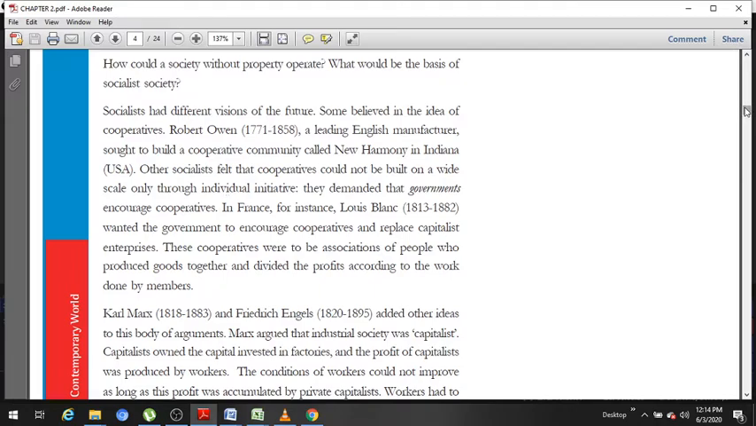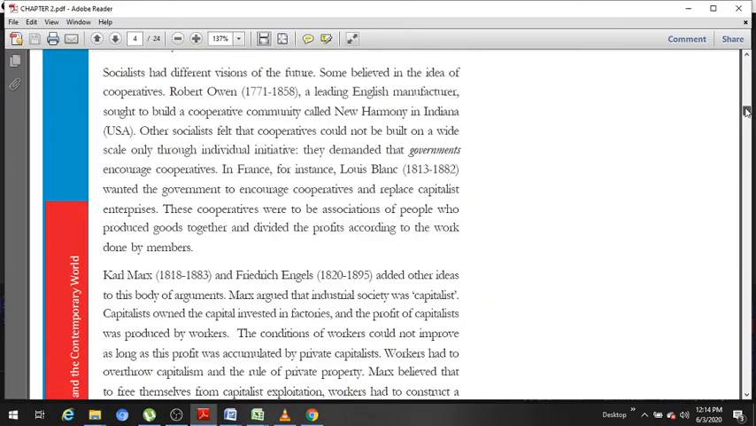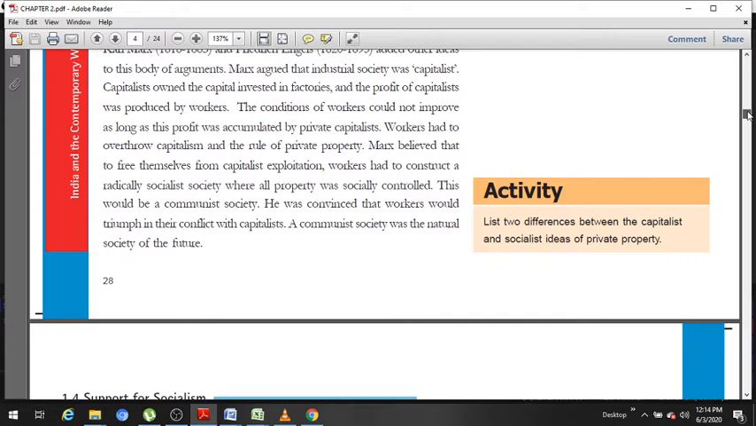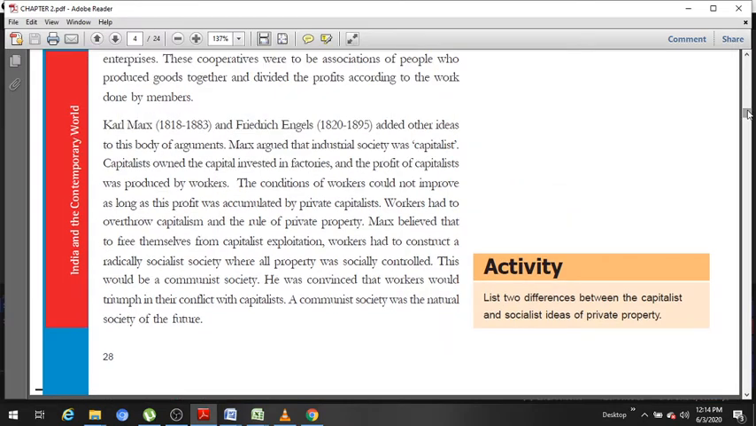Now, the great philosophers of their time and all time, we can say, Karl Marx and Friedrich Engels. They are very great philosophers.